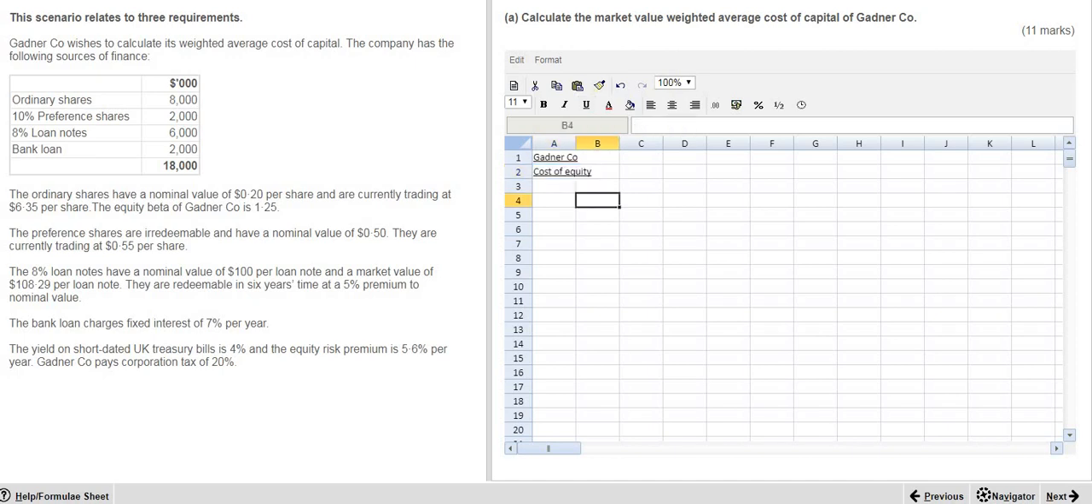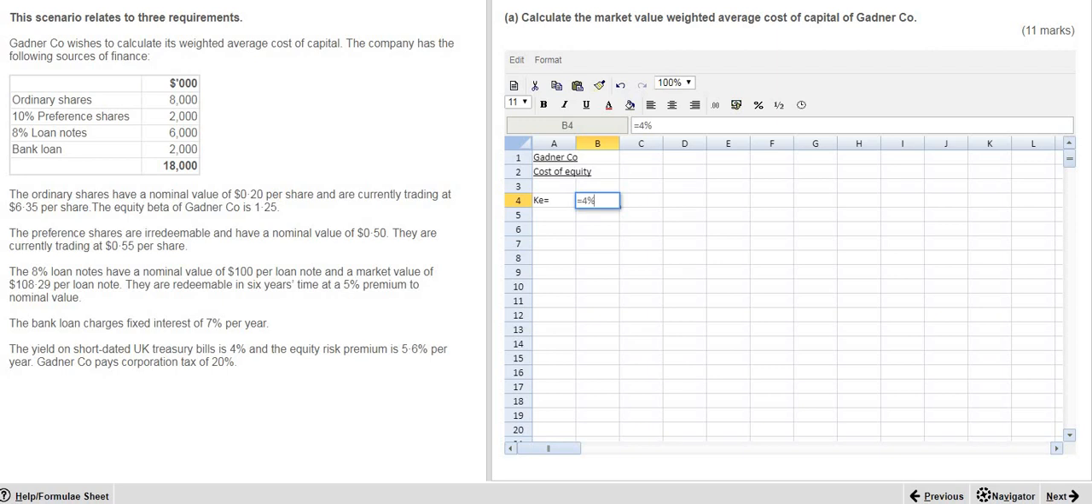Okay, all right, cost of equity. So now KE equals, if I'm going to use the formula, remember the formula is risk-free rate plus the beta multiplied by what is in the brackets. So the risk-free rate here is 4%, so that'll be 4%.